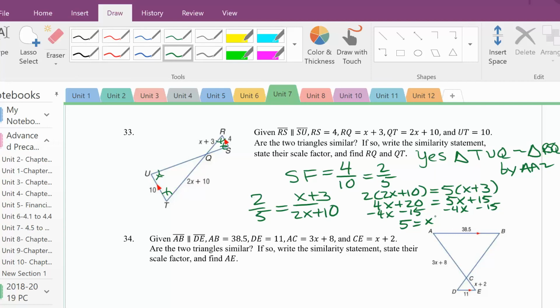So now to find RQ is 5 plus 3, which is 8. And TQ is 2 times 5 plus 10, which is 20.